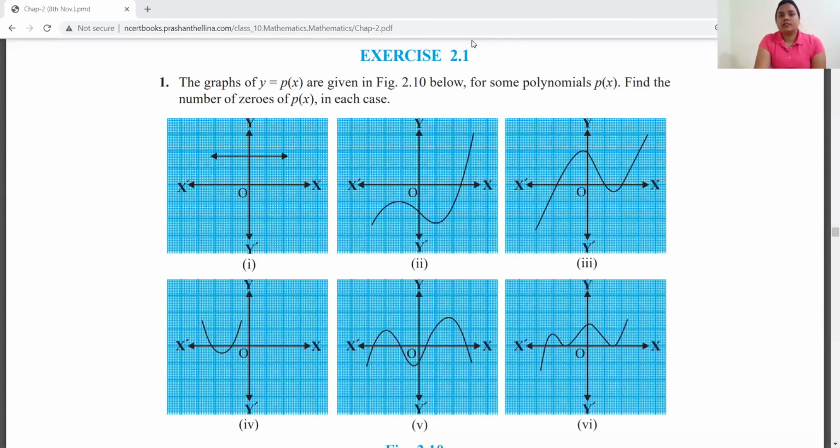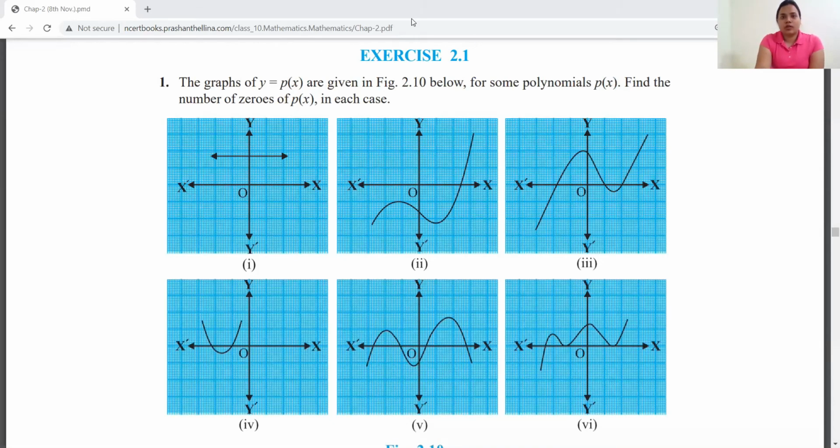So as we have already understood how to read the graphs, how to read how many zeros are there for us by just looking at the graph. So let's move to the exercise 2.1. We will solve some questions from exercise 2.1 and then it will be more clear to you. So let's go to the exercise 2.1. In this, the graphs of y is equal to p(x) are given for some polynomials p(x), find the number of zeros of p(x) in each case.